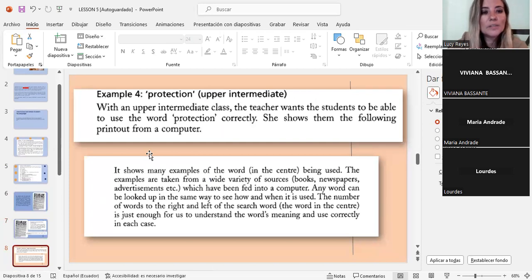Example 4, protection. For example, if you want your students to understand a word, for example, protection, with an upper intermediate class. The teacher wants the student to be able to use the word protection correctly. She showed them the following printout from a computer. Look at this.